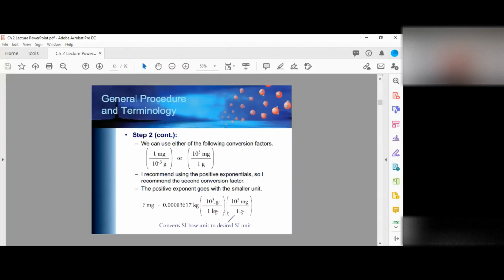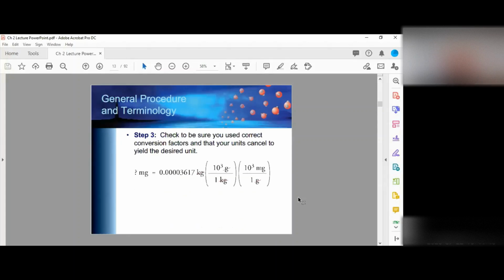So now I have the setup ready. Kilogram will cancel out with kilogram, gram will cancel out with gram, and I'm going to end up having my final answer in milligram. I plug all this in my calculator, and my final answer is supposed to have the same number of sig figs as the measured value. Why is that? Because these are exact values.